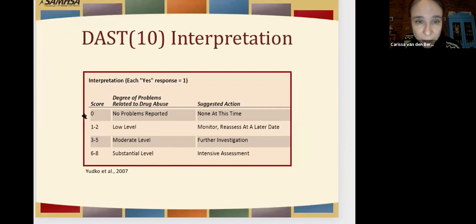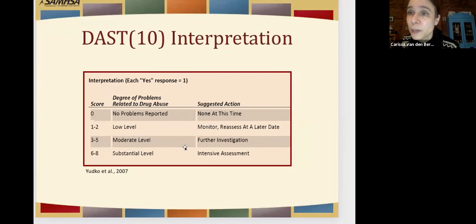Again, here you do the same thing with scoring, except yes is a 1 and no is a 0, and then you just add it up. So if they have a 0, then they don't have any problems. If they have 1 to 2, they're low level problems. So you really want to monitor them and keep them close to you and assess at a little rate and tell people it's dangerous what they're doing, but just try to do it as little as possible.